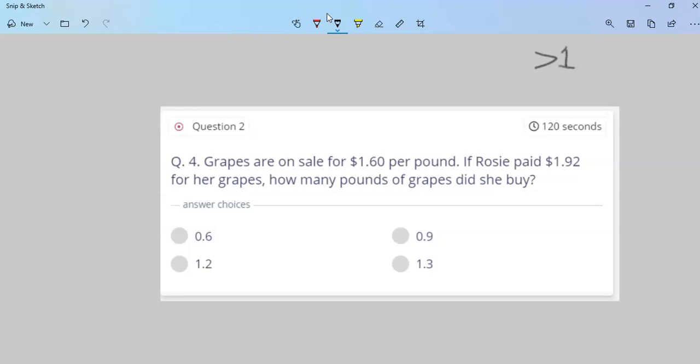How much greater than 1? Well, $1.60 per pound, she paid $1.92. So it's going to be greater than 1, but not greater than 2. Because if it was 2 pounds, it would be $1.60 times 2, which would be $3.20. But it's not that. So that just gives us an idea.